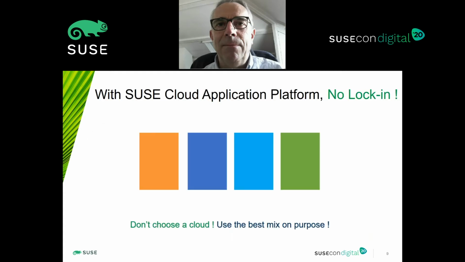So with the SUSE Cloud Application Platform, you have no lock-in. We have seen that the SUSE CAP is portable, meaning that you can deploy it on any Kubernetes, and that Stratos and Service Broker are as well portable and can be deployed to any cluster. Don't use a cloud, use the best mix of them on purpose.